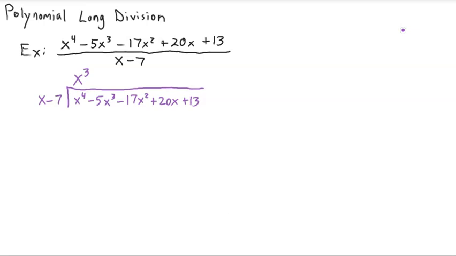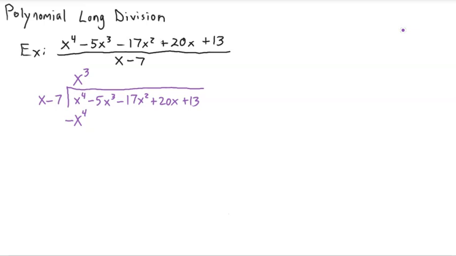Then we are going to multiply x to the third, whatever we put up here, by this whole thing. We're going to distribute it, okay? We're going to multiply the x to the third times the x. Then we're going to multiply the x to the third times the negative 7. And then we're going to write them down here, okay? So x to the third times x gives us x to the fourth. We're going to write it right underneath the x to the fourth. And then we're going to do something very important. We're going to change the sign of the x to the fourth. We're going to make it minus, okay?